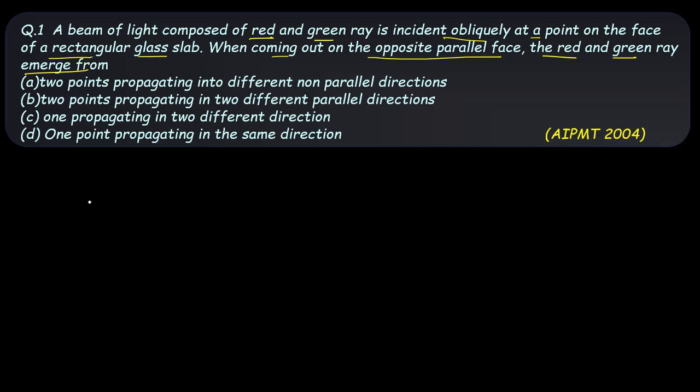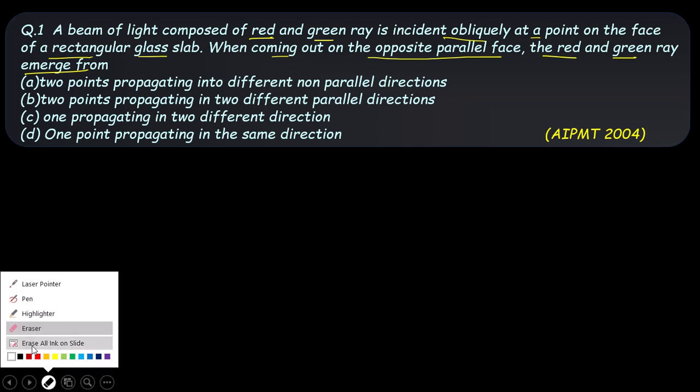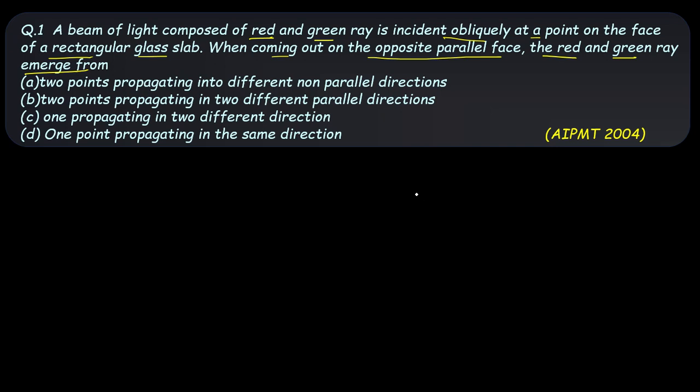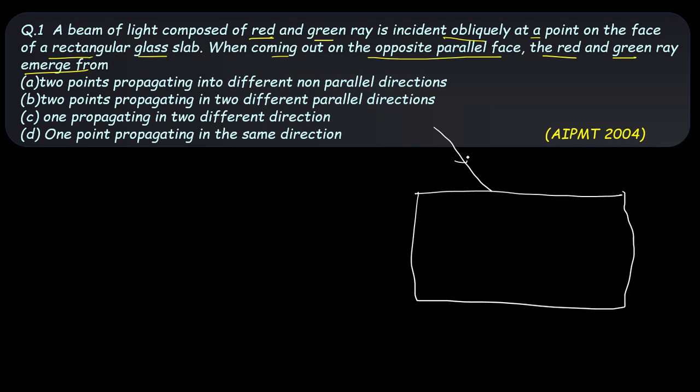Before we attempt this question, focus on one thing, that the refractive index depends on the color. Refractive index is basically inversely proportional to the wavelength of the color. So if the wavelength is more, refractive index will be less. Now let us describe this situation. Let's say this is my glass slab. This is the beam. This beam contains red color and green color both. After this refraction, the green color and red color both will be separated.